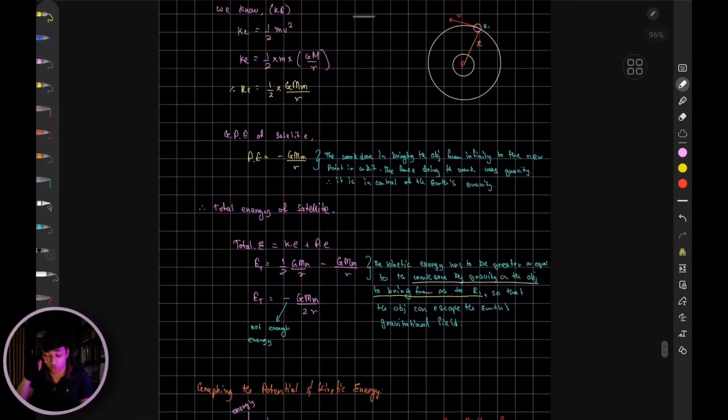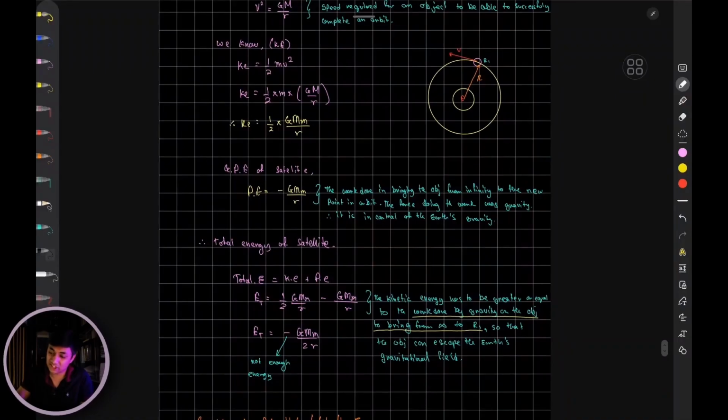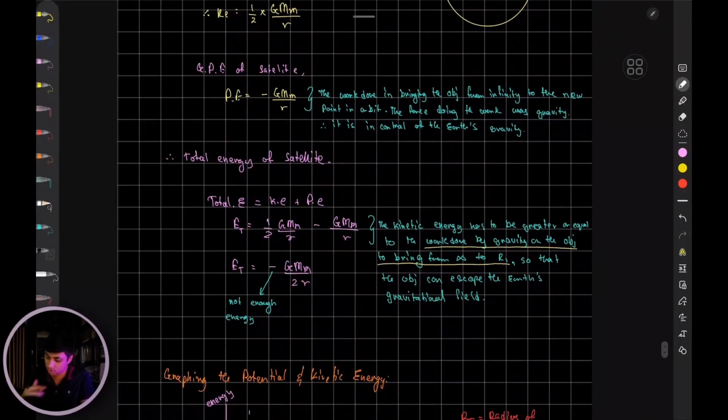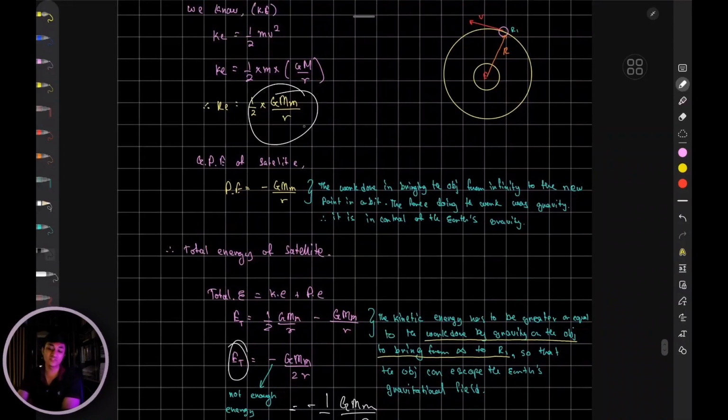So we can figure out the total energy of the satellite at this point. It has this kinetic energy and this potential energy. So the E total is going to be half GMm by r minus GMm by r. What that results in is the total energy of the satellite is minus half GMm by r. What does this mean? That means it does not have enough kinetic energy. Remember, half GMm by r.